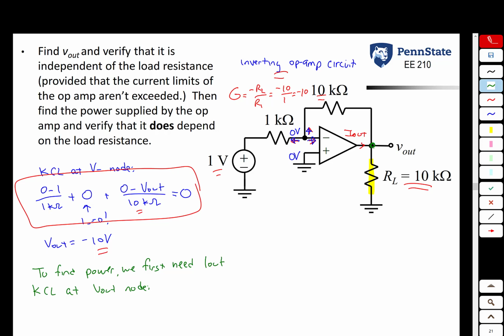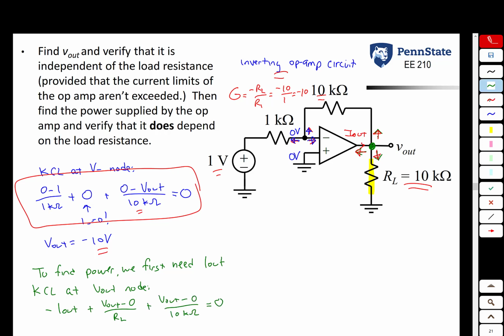So basically, we're doing a KCL equation here. We know that this current plus this current plus this current has to equal 0. So let's do that math. Current to the left is negative I out. Current going down is what? It's V out minus 0 over RL. The current going up is what? V out minus 0 volts over 10 kilo ohms. The sum of those three currents has to equal 0.